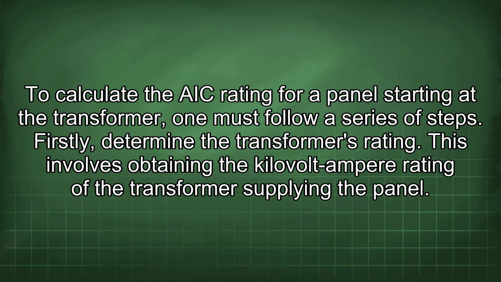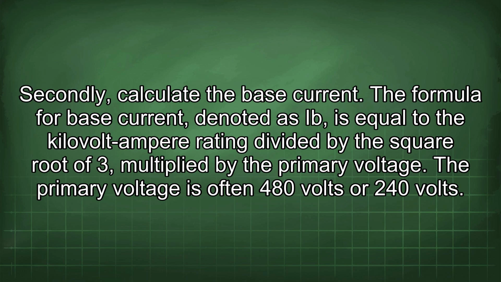To calculate the AIC rating for a panel starting at the transformer, one must follow a series of steps. Firstly, determine the transformer's rating. This involves obtaining the kilovolt-ampere rating of the transformer supplying the panel. Secondly, calculate the base current. The formula for base current, denoted as I, is equal to the kilovolt-ampere rating divided by the square root of 3 multiplied by the primary voltage. The primary voltage is often 480 volts or 240 volts.